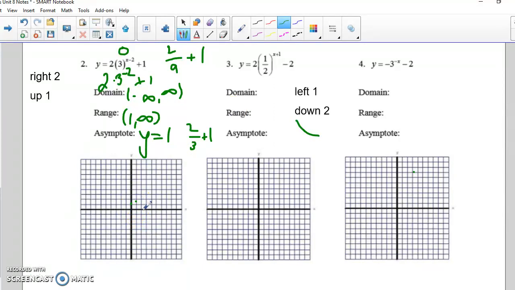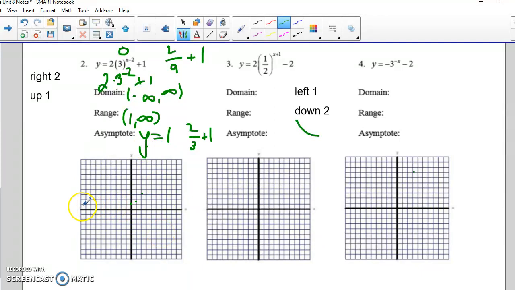What happens when x is equal to 2? I get 2 times 3 to the 0th power, so that's 2 times 1, plus 1 would be 3. And then last, we can do one more. What happens when I have x is equal to 4? I get 2 times 3 squared, so 18 plus 1. Oof, that's up here. Okay.